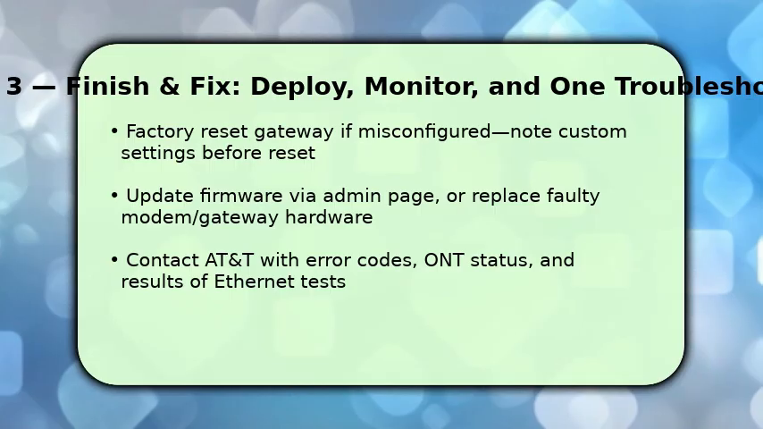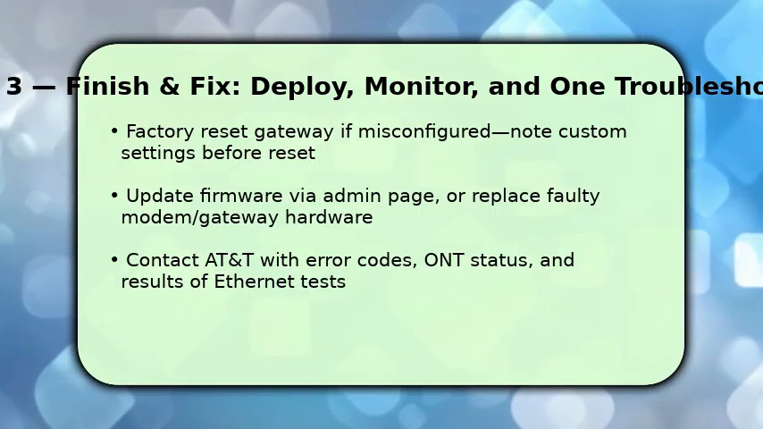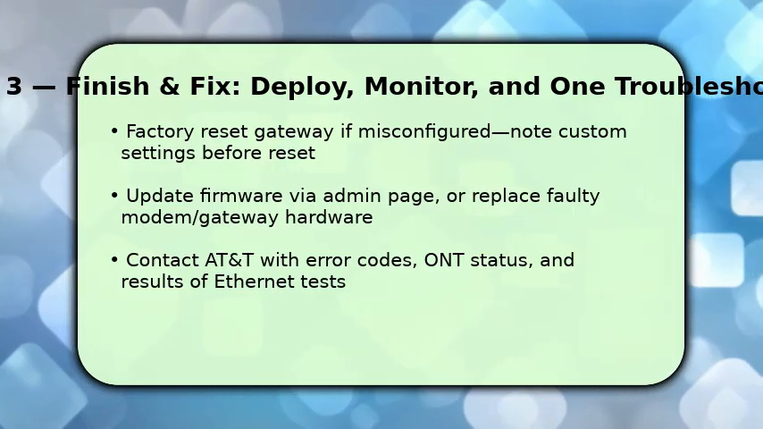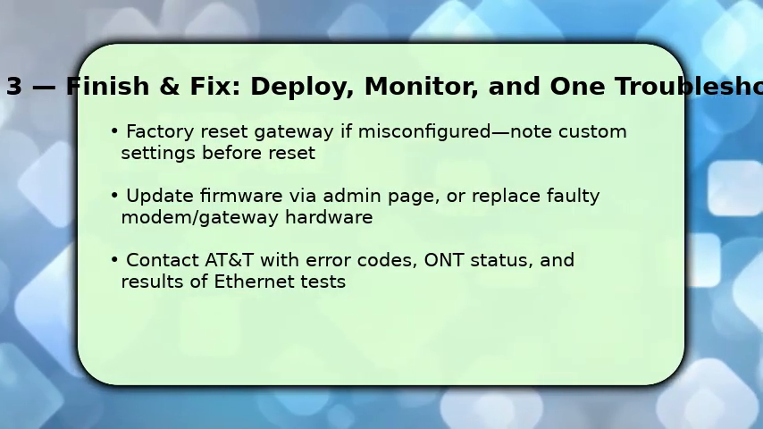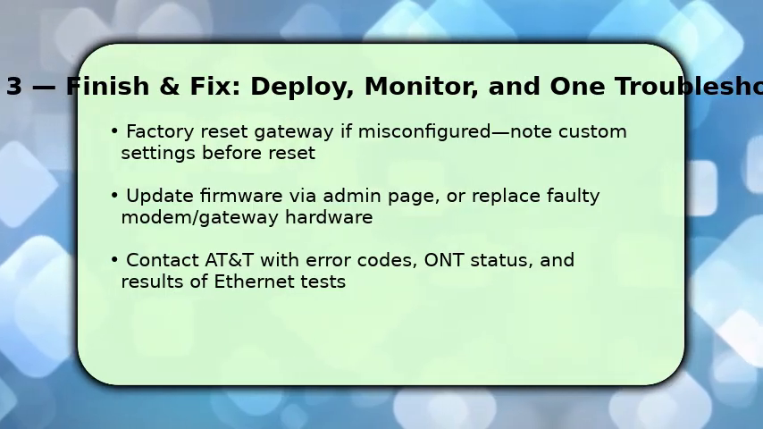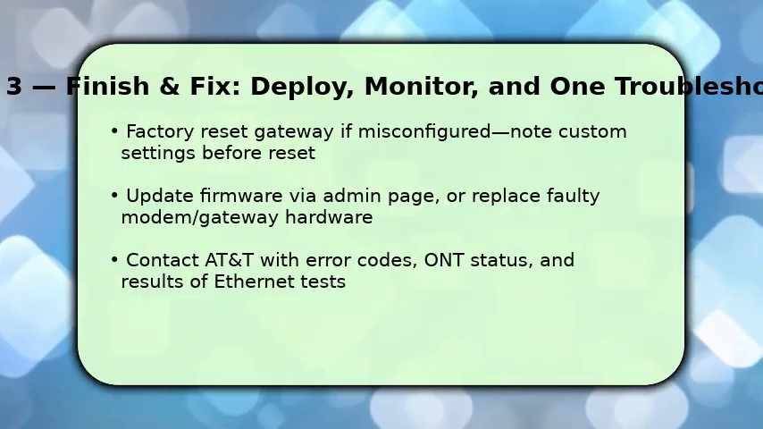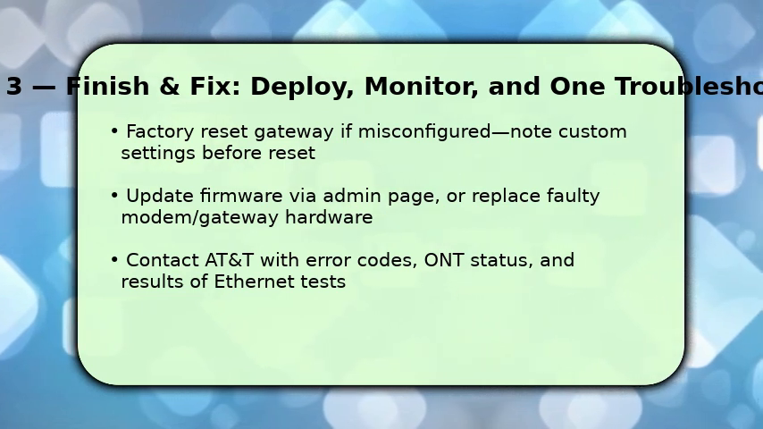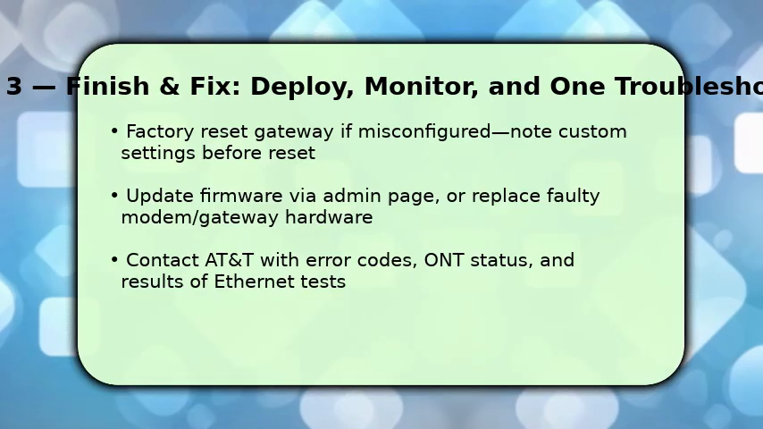Check and apply firmware updates from the gateway page and swap in a spare modem or gateway if lights indicate hardware failure. If issues persist, call AT&T support with concrete details, error codes, ONT or DSL light behavior, and your direct Ethernet test results so the technician can target provisioning or a field repair.